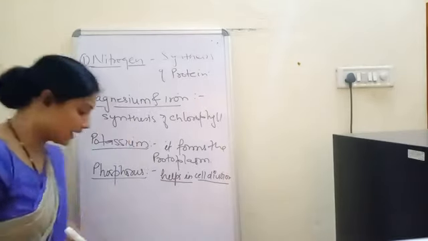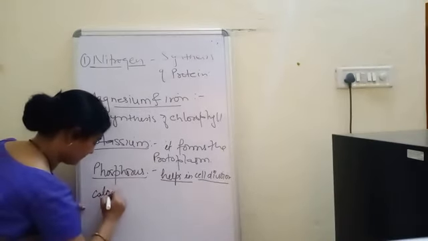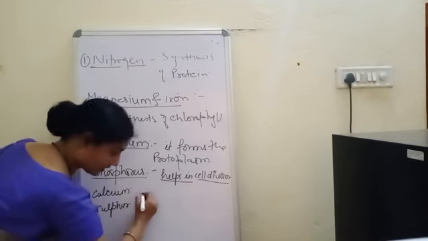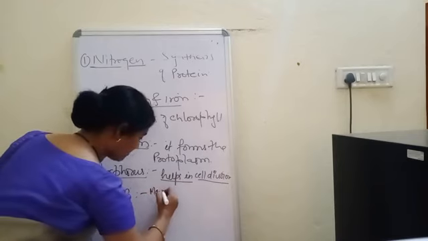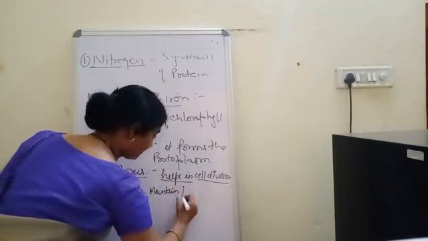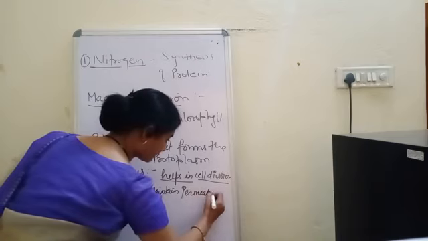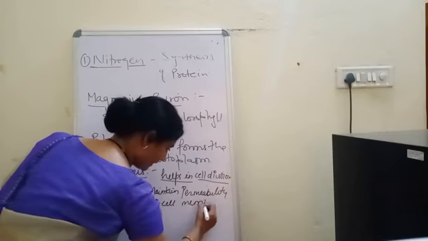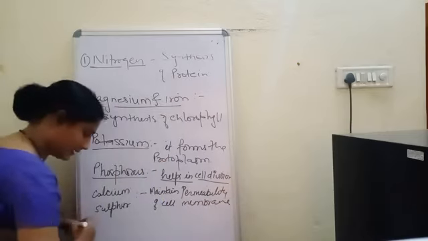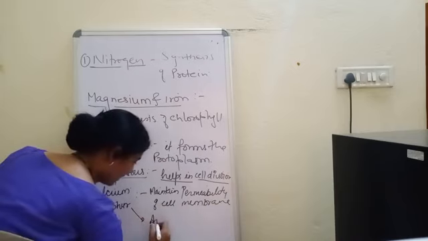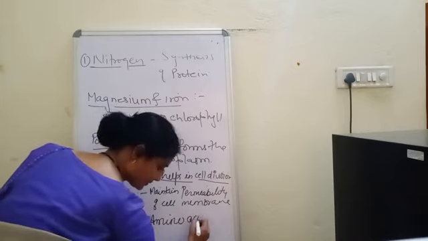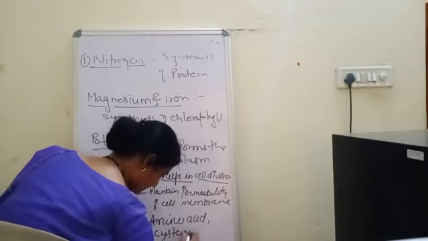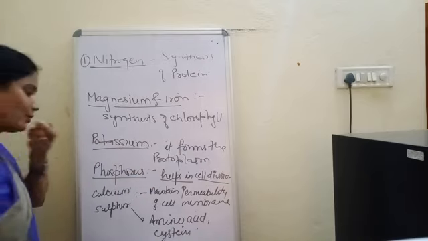Now after that, calcium, and after that we have sulfur. Now this calcium maintains the permeability of the cell membrane, and sulfur forms amino acids. Clear? That is cysteine, a constituent of amino acids.